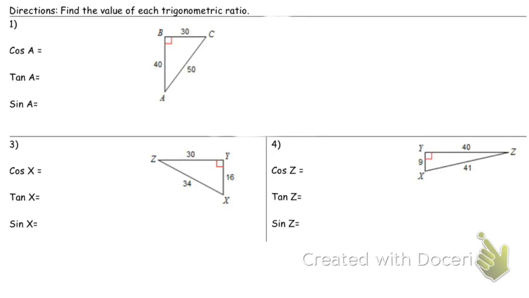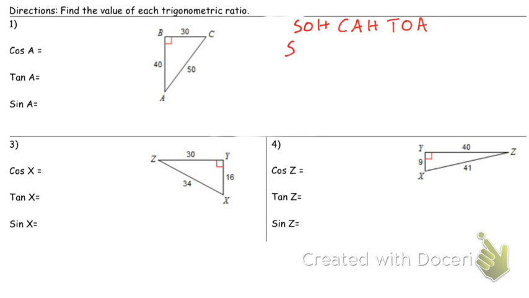Let's do a couple of problems from this week's assignment. Okay, so number one, we have to find the trigonometric ratio. And what that means is we are trying to find the formulas for these guys. Okay, SOHCAHTOA.